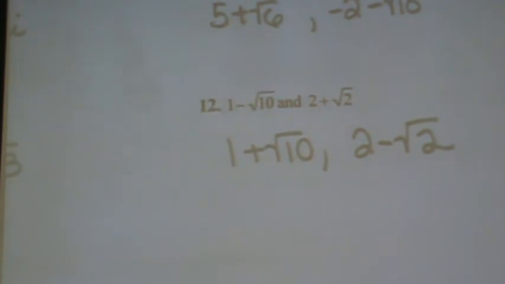Number 11. Give them to me. Minus root five, and √13. Good. Next. 1 plus root 10. And 2 minus root 10. Good job.